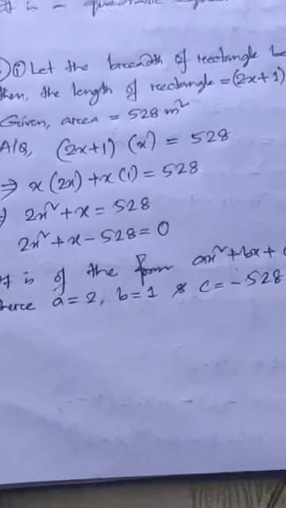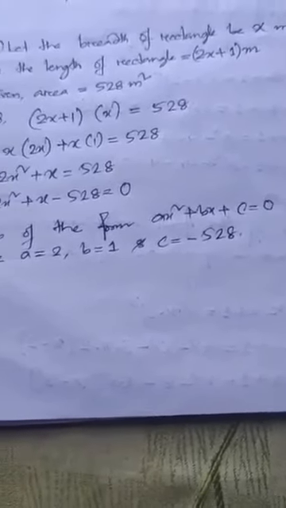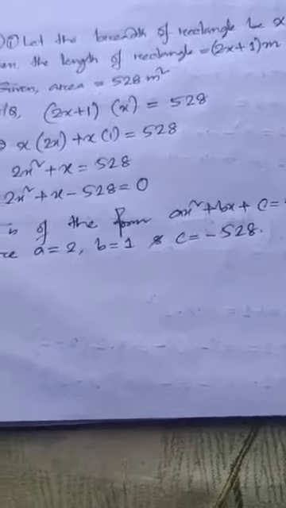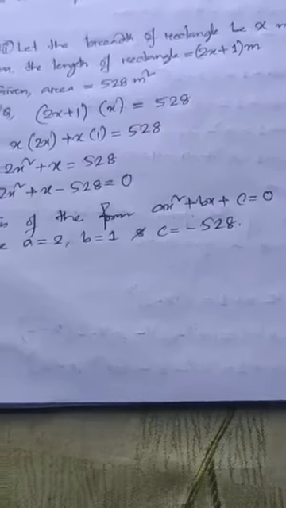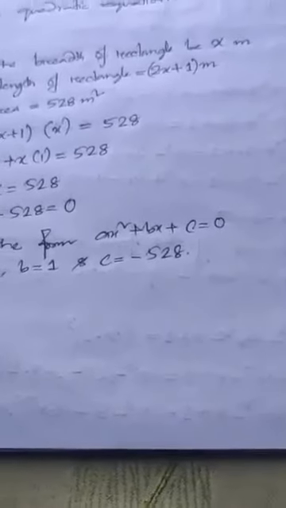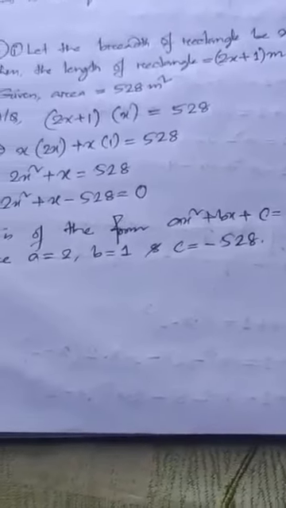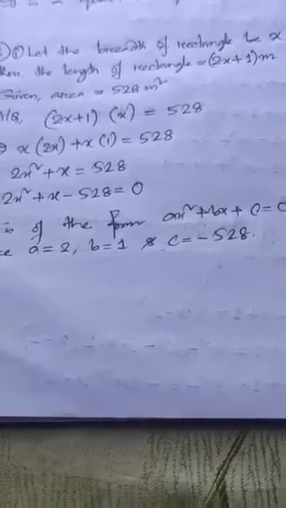Okay, but ultimately, here, if we compare this final equation, we can see that this is according to the standard form of a quadratic equation. So we can write it as of the form ax square plus bx plus c equal to 0, where a equals 2, b equals 1, and c equals minus 528. Okay, I hope you understood this question.